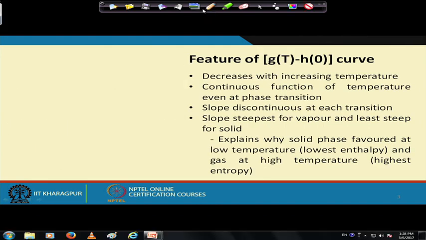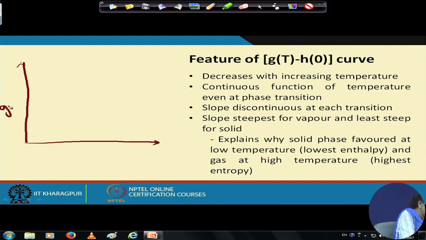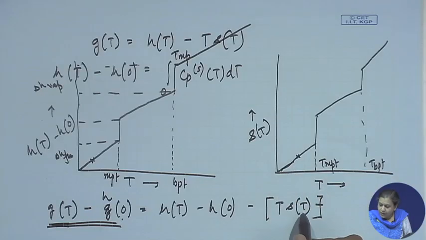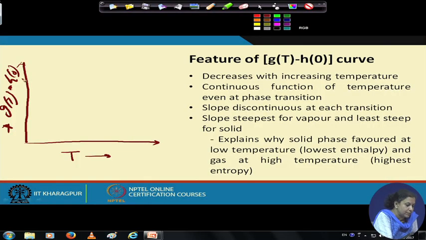The nature of the curve in this case, suppose we plot this, the y axis is G(T) minus H0 and the x axis is T degree Kelvin. So, what is the nature of the curve that you would expect when we subtract T of S(T) from H(T) minus H0? We find that the nature of the curve is completely different.